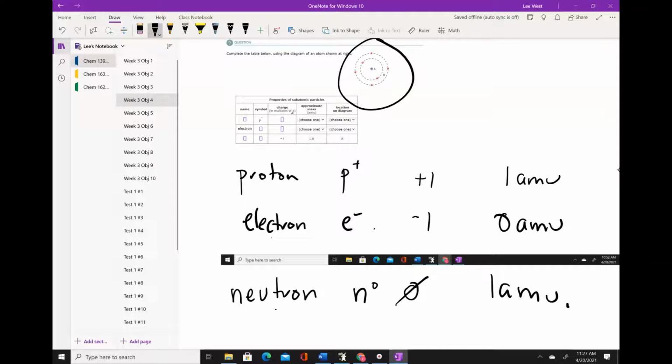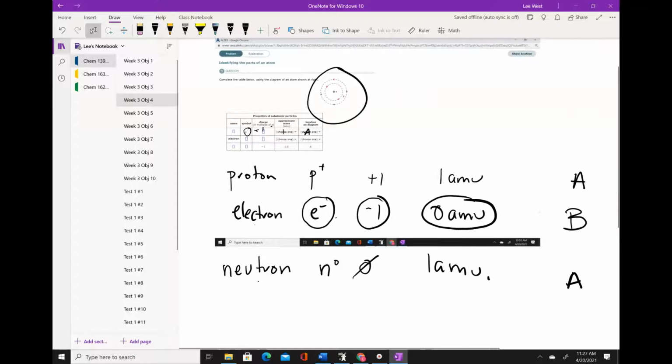So here's the first one, describing a proton, right? So that would be +1 on the charge, its mass would be 1, and its location would be A. The second one, we're talking about the electron. So e superscript minus would be its symbol, -1 would be its charge, 0 would be its mass, and its location would be B.